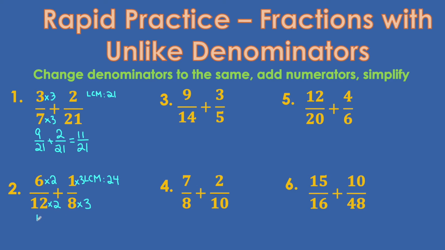And you get 12 over 24 plus 3 over 24 equals 15 over 24.